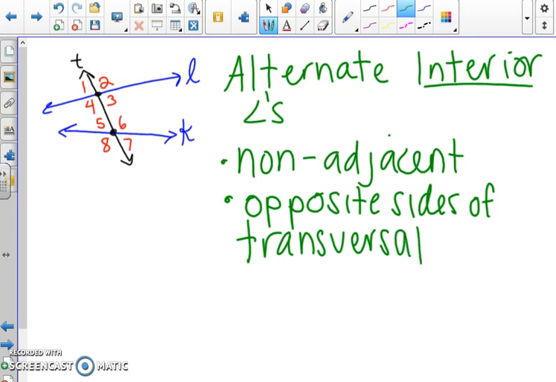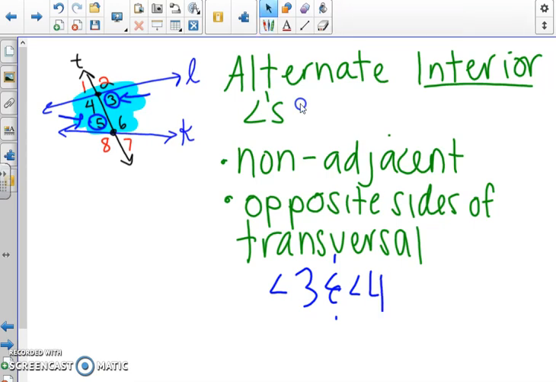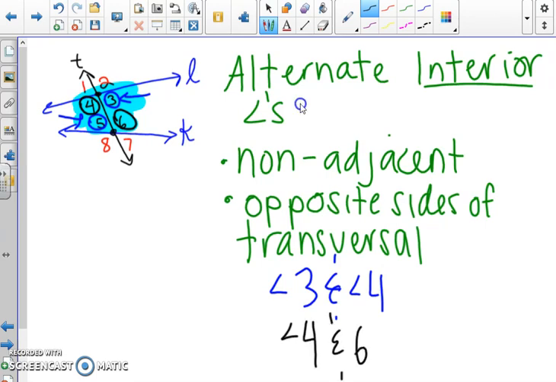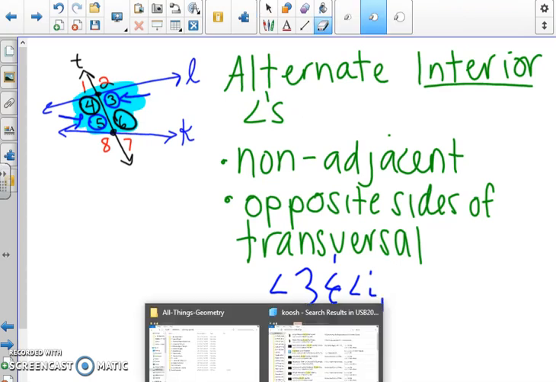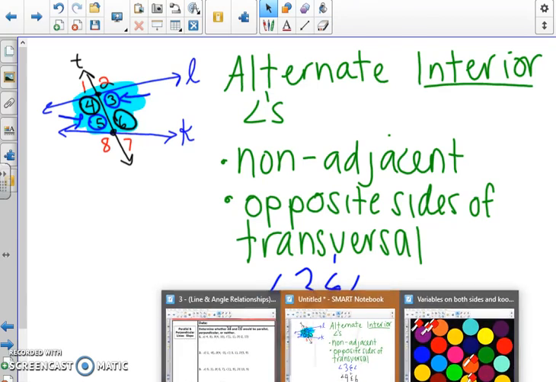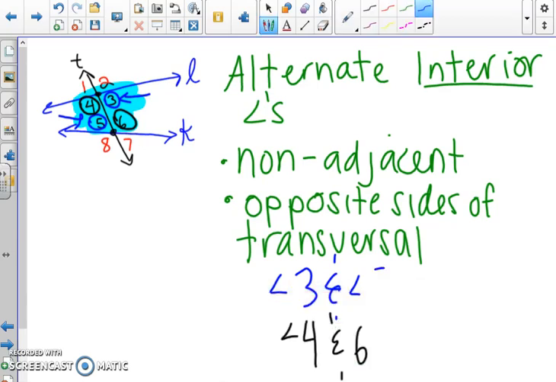So they're on the interior, which means they're somewhere in this area. And they're on opposite sides of one another. So maybe we could say angle 3 and angle 4 because one's on the right side and one's on the left. And we could also say angle 4 and angle 6. And I just realized I wrote that wrong. It should not be angle 3 and angle 4. It should be angle 3 and angle 5. Sorry about that.